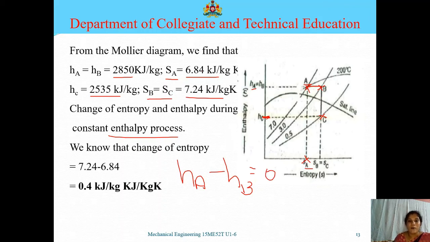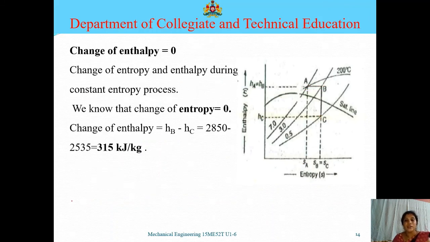So now what I need to find out? I need to find out just the change in entropy. So I'll find the change in entropy. The answer I'll get is 0.4 kilojoules per kg Kelvin. So that's what they have given. The change in enthalpy is 0. So now I need to find out the change of entropy and enthalpy during the constant entropy process.